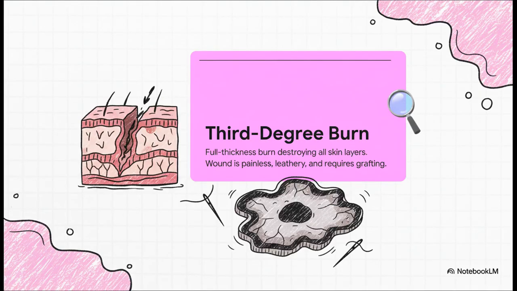Next up, 3rd-degree burns, also known as full thickness. Now we're talking about destruction of all the layers: epidermis, dermis, and even the subcutaneous fat. The key signs to look for here are a painless wound because all the nerves are gone, and skin that looks leathery, dry, and totally inelastic. These will not heal on their own. They always require skin grafts.